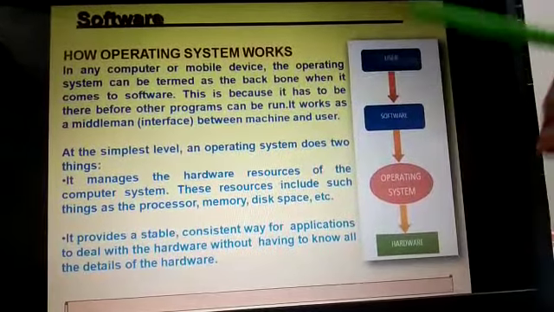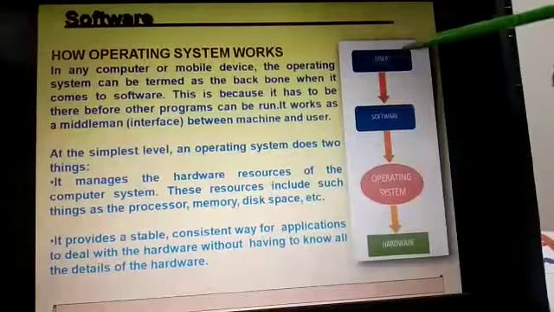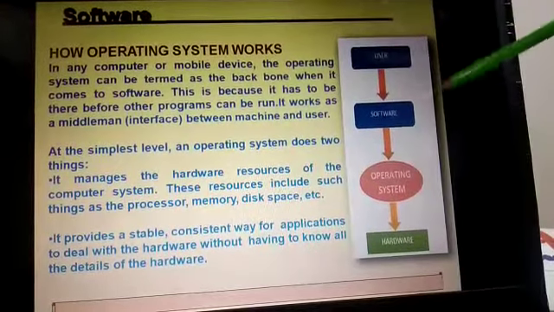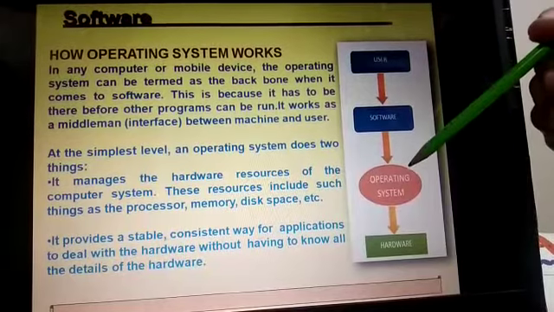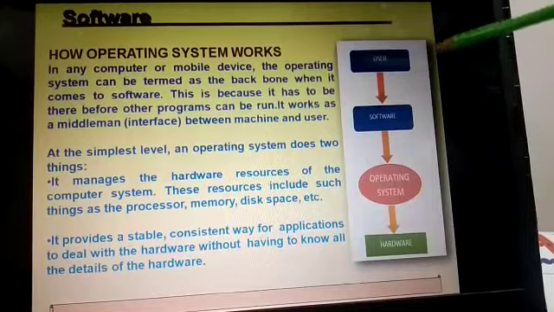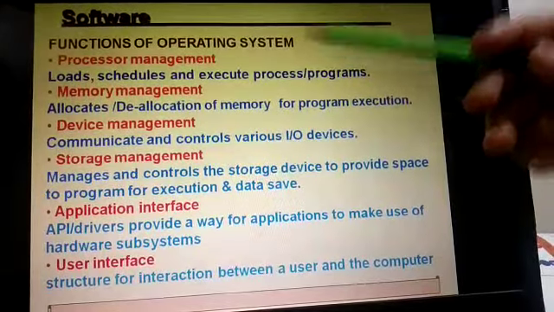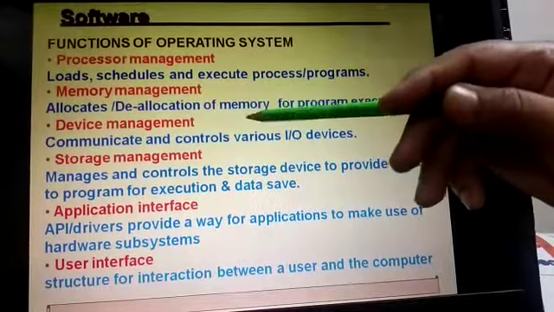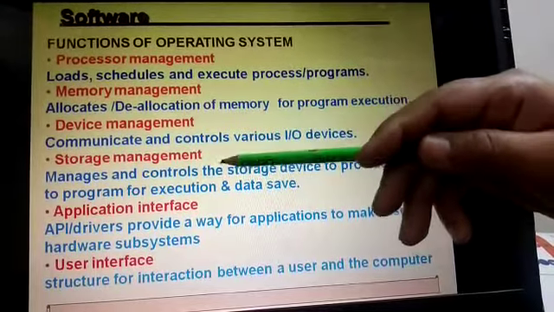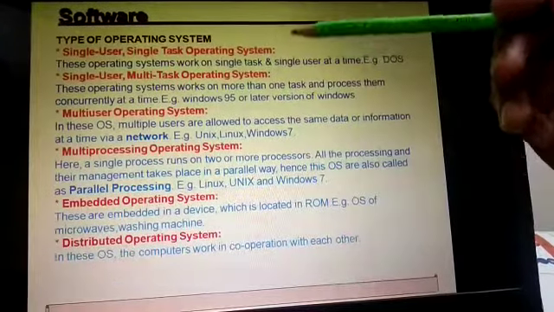How does the operating system work? We are the users. It interfaces between the software, the operating system and the hardware. This is the simple task of the operating system. What are the functions of the operating system? Processor management, memory management, device management, storage management, application interface, and user interface.